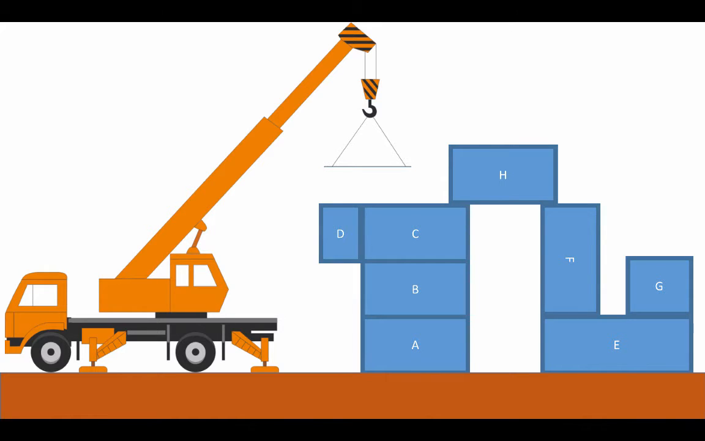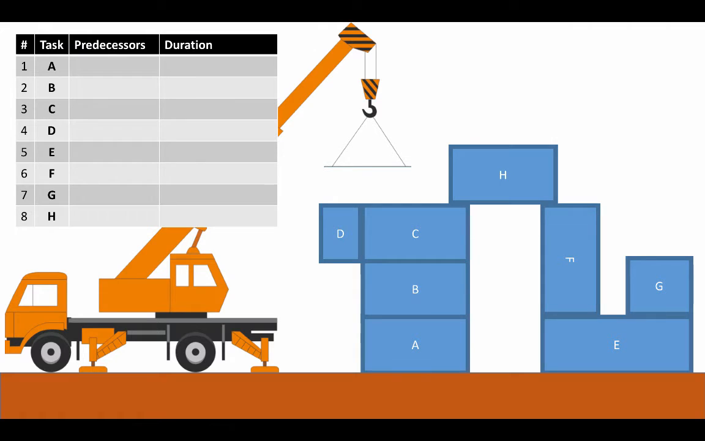The first thing we're going to create is a list of tasks. So if you look at the left side of the screen, you'll see I have each of the different blocks listed here. The next thing we're going to fill out is the duration of each task. So in this case, we'll make it easy. We'll say each one just takes, say, 1 hour to put in place. The last step is we're going to start identifying the predecessors. In other words, what has to be done before each task can be completed.